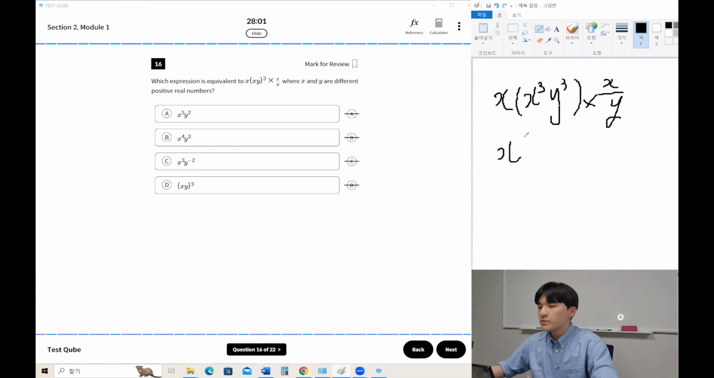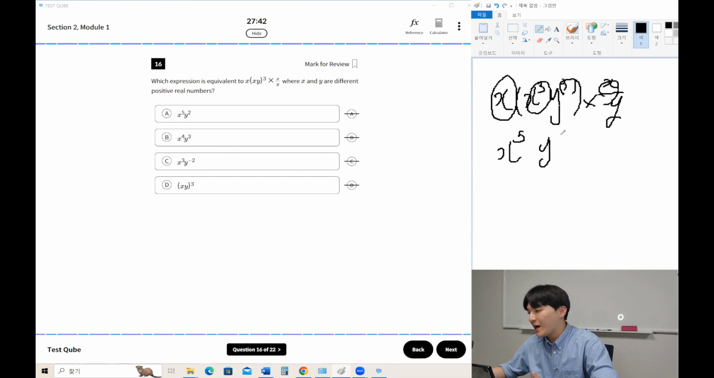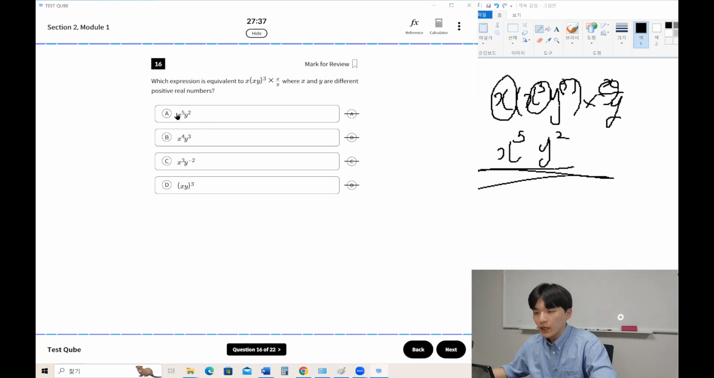And a lot of students make this mistake because they add the terms wrong. So we have 1x, we have a cube of x, and we have one more x, so a total of 5x. And for y, we have a cube divided by y, which would take away 1y. So 3 minus 1 would be 2. Therefore, the final answer would be A.